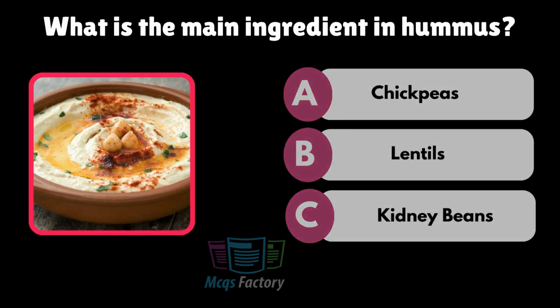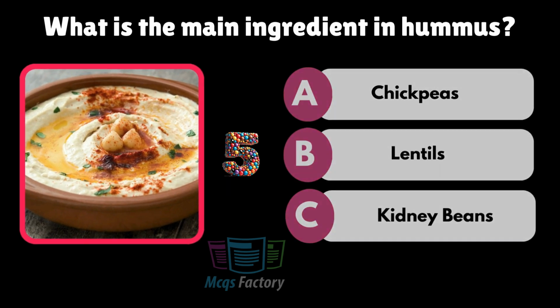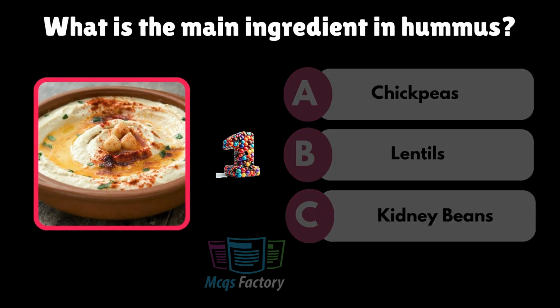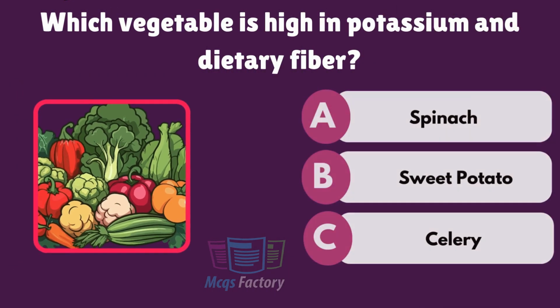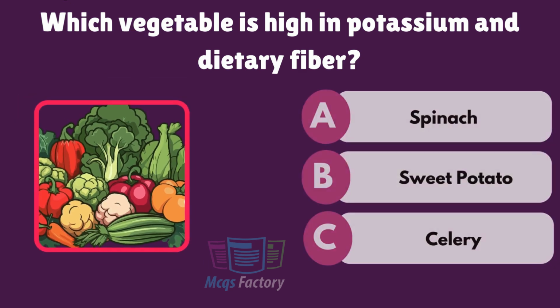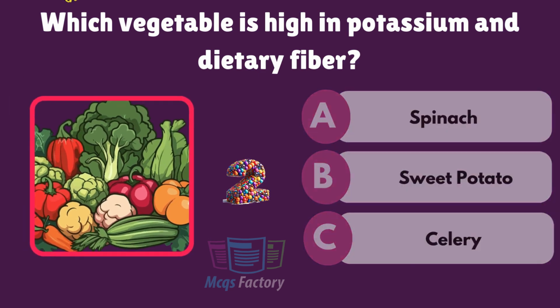What is the main ingredient in hummus? Chickpeas, lentils, kidney beans. 5, 4, 3, 2, 1. Chickpeas. Which vegetable is high in potassium and dietary fiber? Spinach, sweet potato, celery. 5, 4, 3, 2, 1.